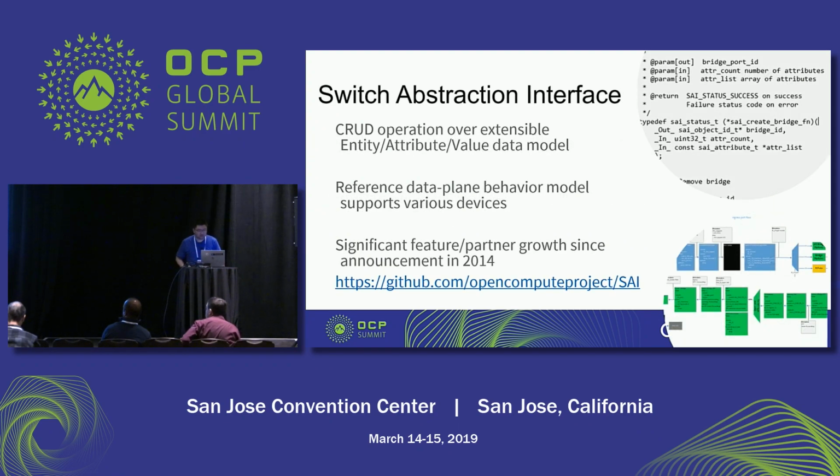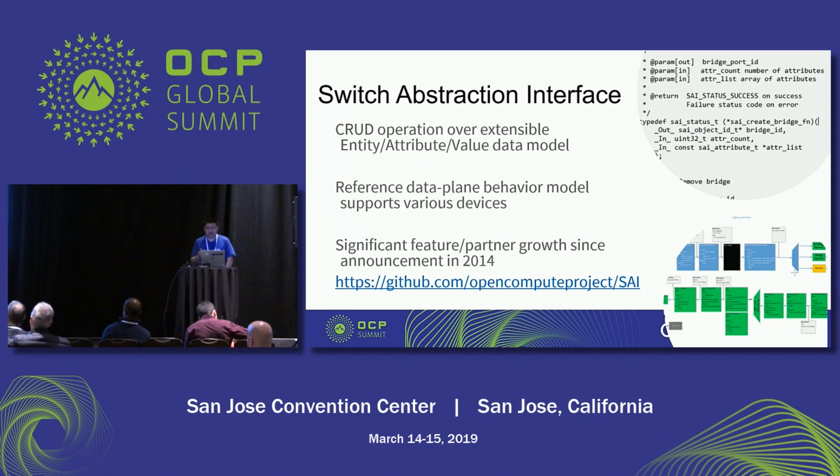SAI is a switch abstraction interface. It is a set of APIs that is used to control the switching ASICs. We have so many different ASICs, and each ASIC has its own SDK. The idea is to have a unified control interface, allowing us to control different ASICs using the same set of APIs. The SAI interface is basically CRUD operations over an extensible entity attribute value data model. I'll describe the data model in the next slide.